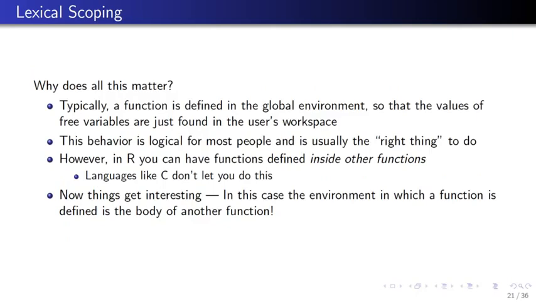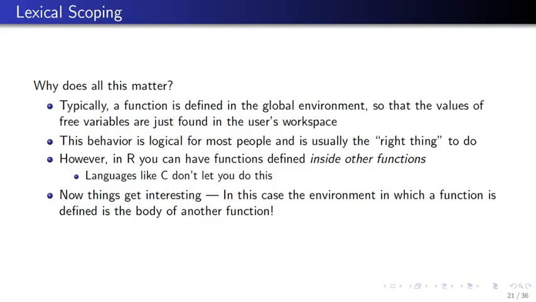So why exactly does all this matter? It's not immediately clear. Typically a function is defined in the global environment, so the values of the free variables are just found in the user's workspace. This is kind of the right thing to do. It's what most people are expecting. If you can't find a value inside the function itself, you just look in the global environment. The idea here is that you can define things like global variables that will be common to a lot of different functions that you might be defining in your workspace.